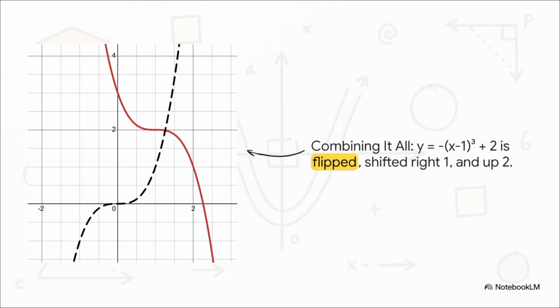And of course, we can combine it all. In this one, the negative sign out front flips the graph completely upside down. Then the -1 inside shifts it to the right by 1 unit. And finally, that +2 on the end lifts the whole thing up by 2. See? It's the same rules, just on a new curve.